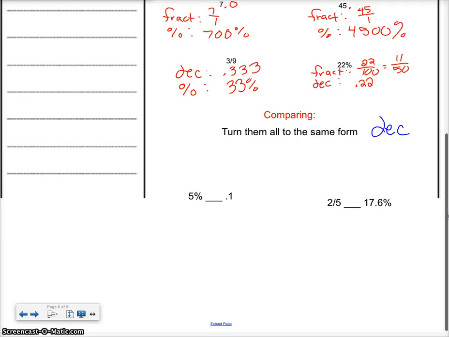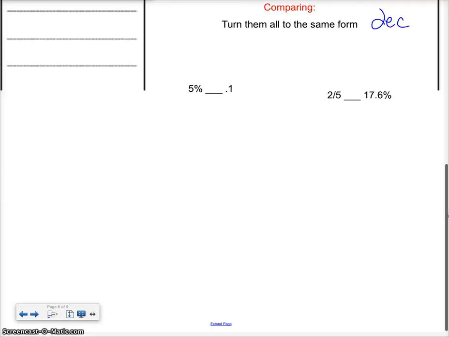Okay? And I'll show you both ways. Maybe this first one might have been easier to convert them both to a percent. Either way, they need to be the same form. Whether you do both of them fractions, both of them percents, both of them decimals. They have to be the same before you compare them.